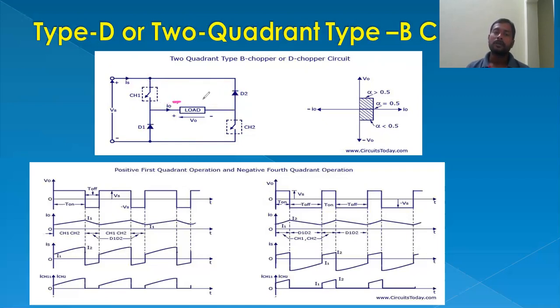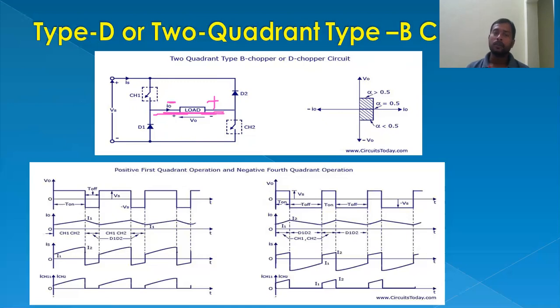And another important point is this is negative and this is positive. This becomes negative, this becomes positive. Current flows in this direction, which is the same as in the previous direction.